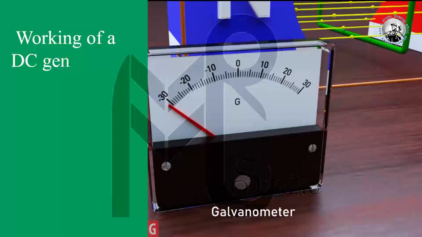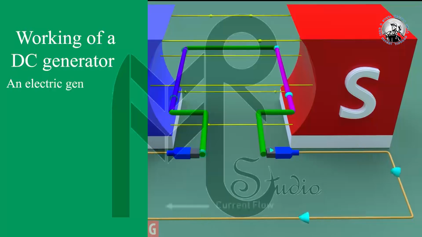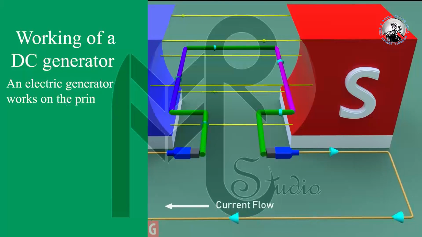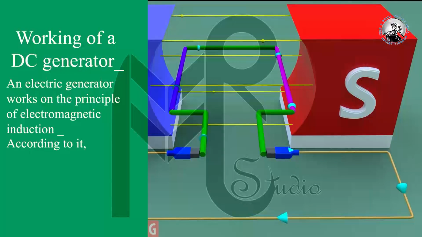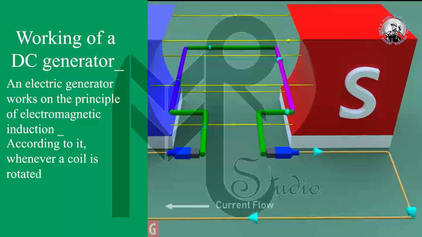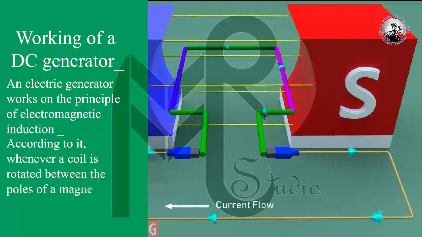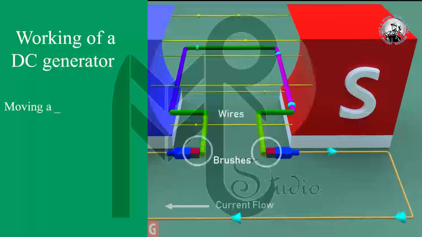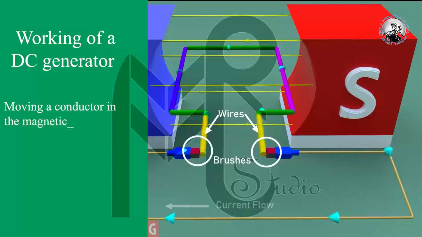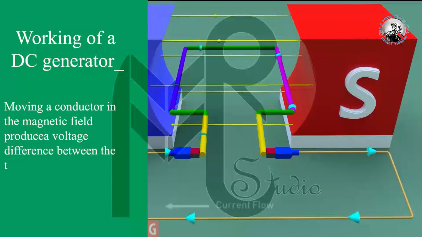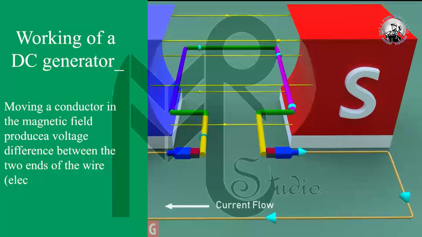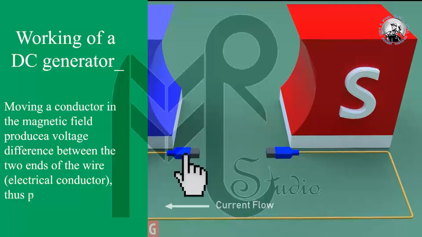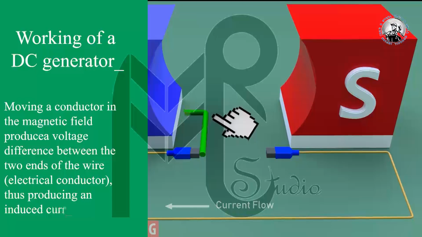Working of a DC generator. An electric generator works on the principle of electromagnetic induction. According to it, whenever a coil is rotated between the poles of a magnet, an induced current is set up in the coil. Moving a conductor in the magnetic field produces a voltage difference between the two ends of the electrical conductor, thus providing an induced current.